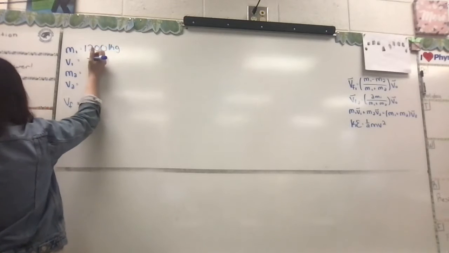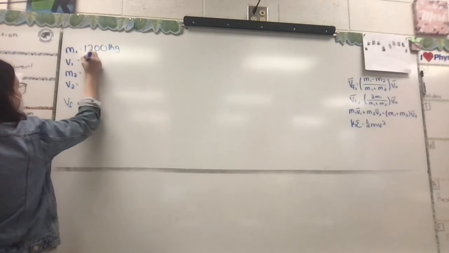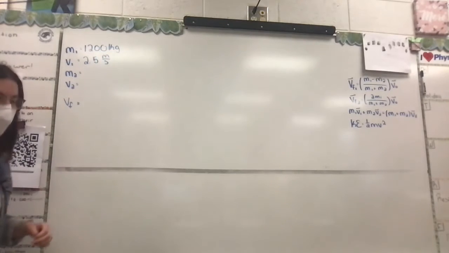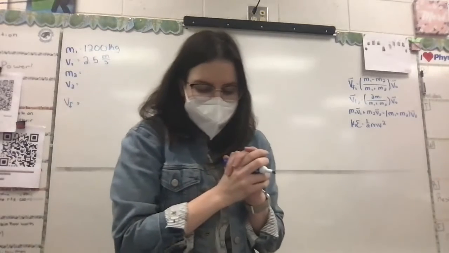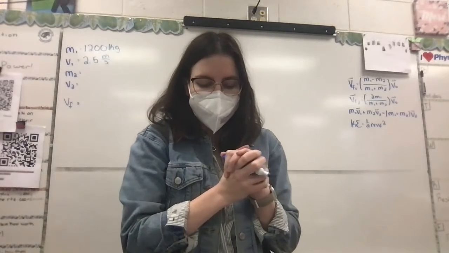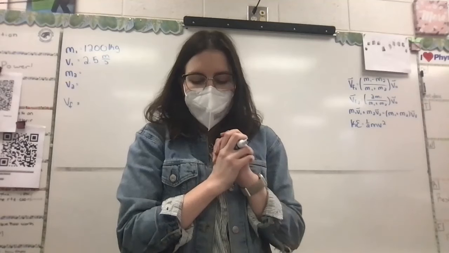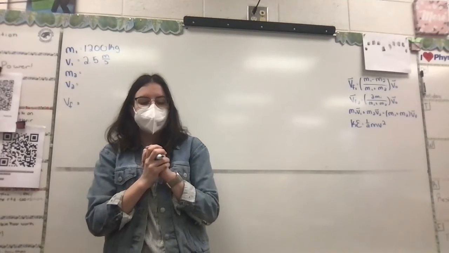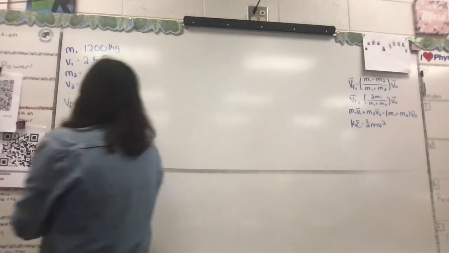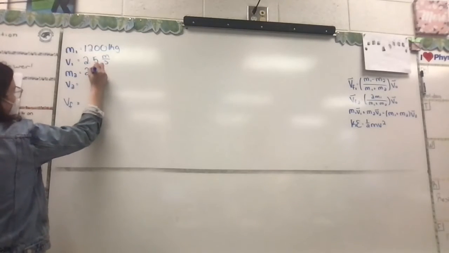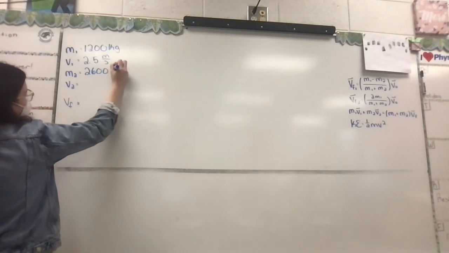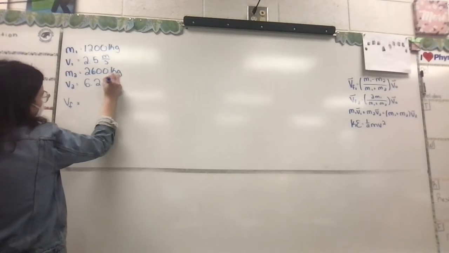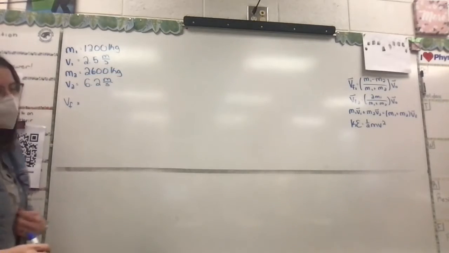And what's the velocity it's moving at? 2.5 meters per second. Okay. It says that it gets struck directly from behind by a 2,600 kilogram truck going 6.2 meters per second. So our second mass is going to be 2,600 kilograms. And how fast is it going? 6.2 meters per second. So it's bigger and faster, right?